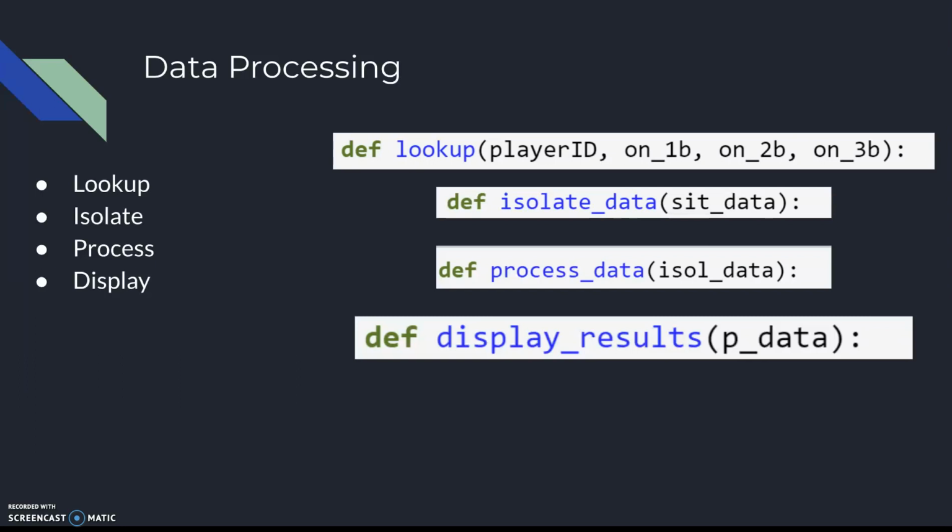The code first looks up all the data related to the situation and pitcher entered. That data is then isolated, or chopped down to only the crucial parts. The isolated data is then processed statistically, and then finally, the code displays all of the statistics in an understandable format. This is all done in a Jupyter notebook, though it could be easily exported to an application.